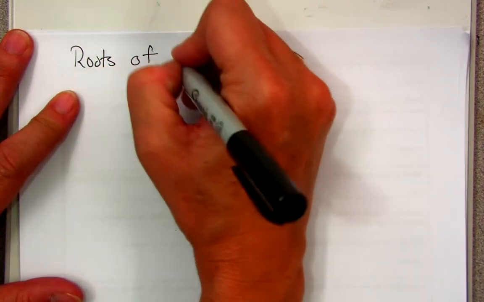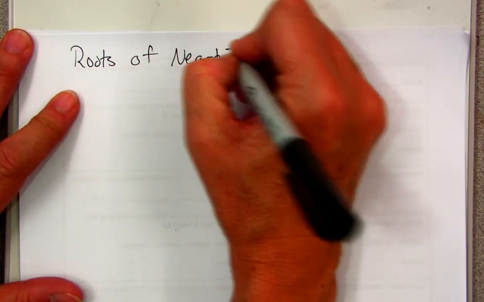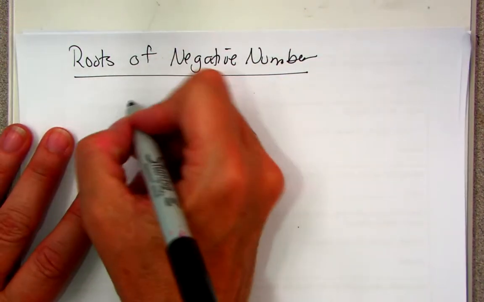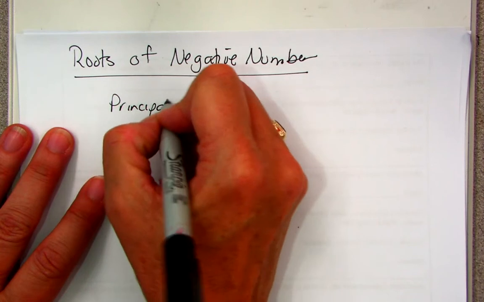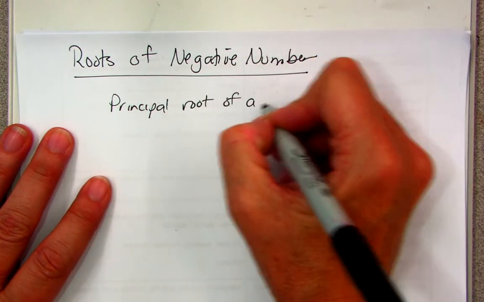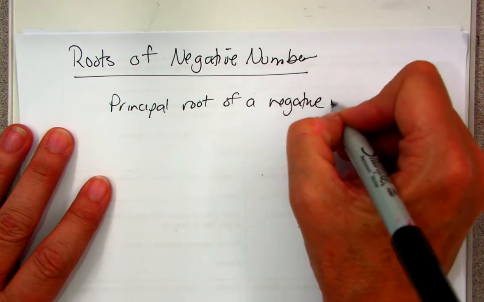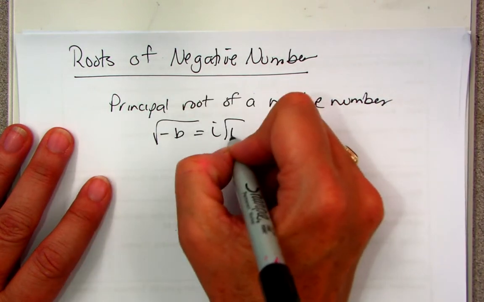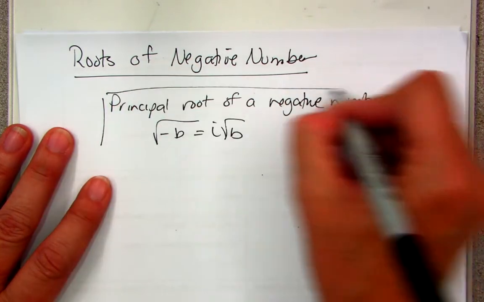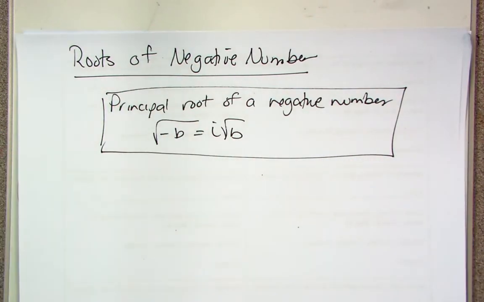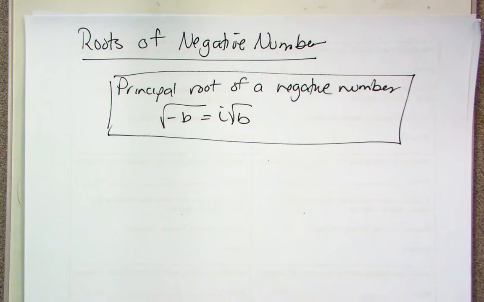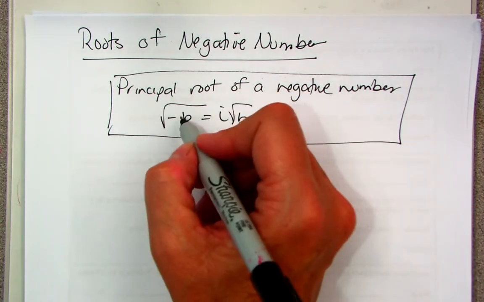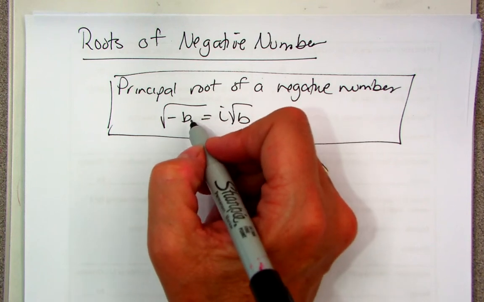Let's talk about roots of a negative number. So the principal root of a negative number is like so. This is very critical. Whenever I take the square root of a negative number, I cannot do it. You put it in a calculator and it'll say error.